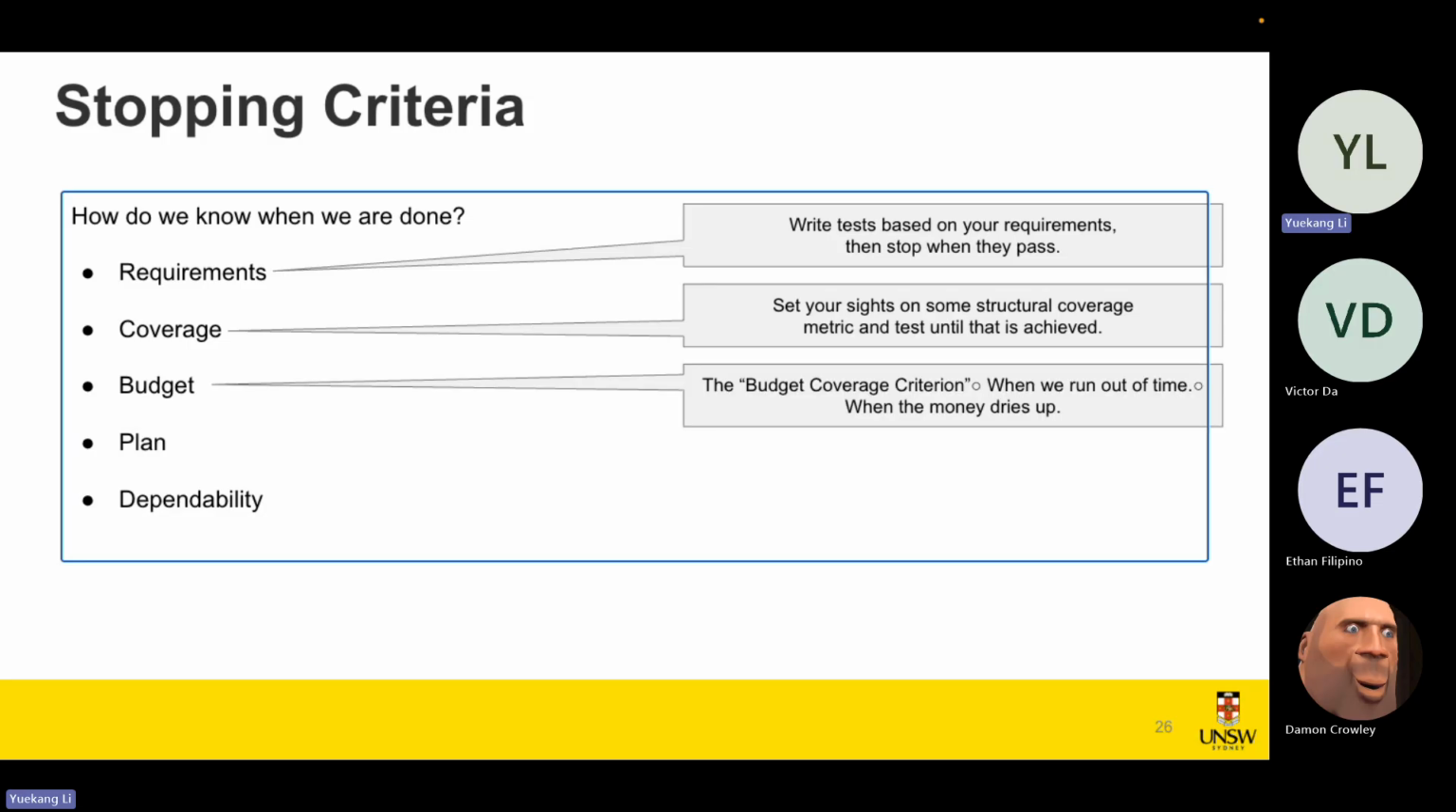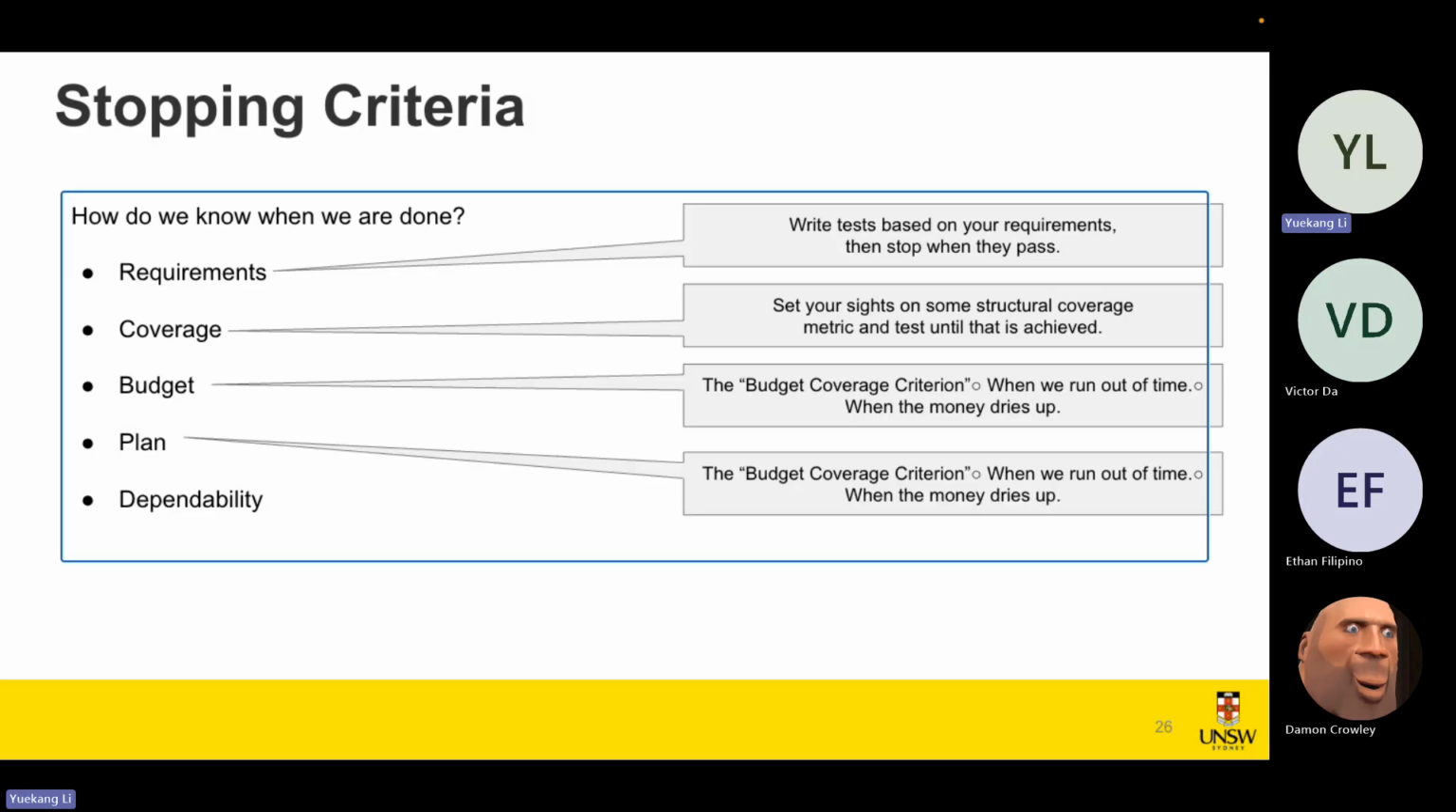And we can also think about the budget we have. Maybe we have run out of budget for hiring the testing team, or maybe we are running out of time, then we can stop testing. Similarly, we can try to follow the budget according to the plan. So these two are basically the same. However, you can see all these previous criteria have their own limitations.